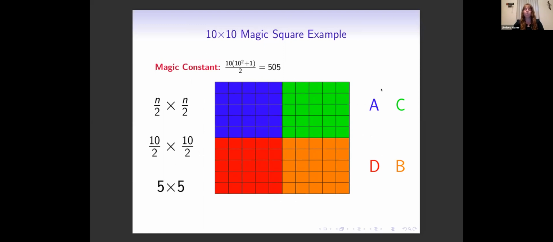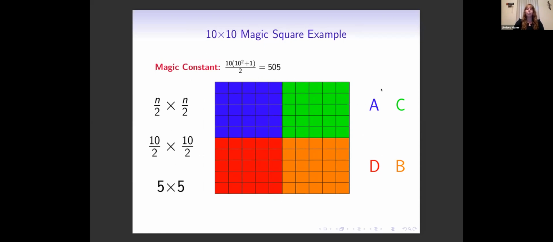To start with this method, we're going to make 4 mini magic squares, or 4 quadrants. The dimensions for each quadrant are going to be n over 2 by n over 2. Plugging in 10, we get that each quadrant is going to have a dimension of 5 by 5. You label it top left A, top right C, bottom left D, and bottom right B. I've color coded them so we can easily see the different quadrants.